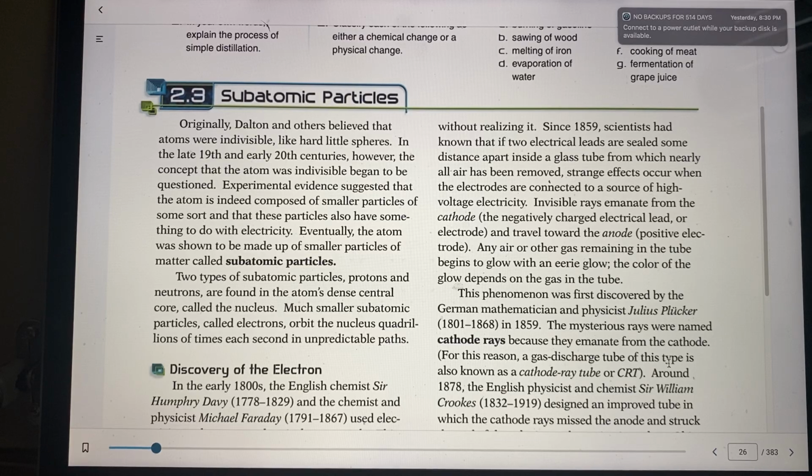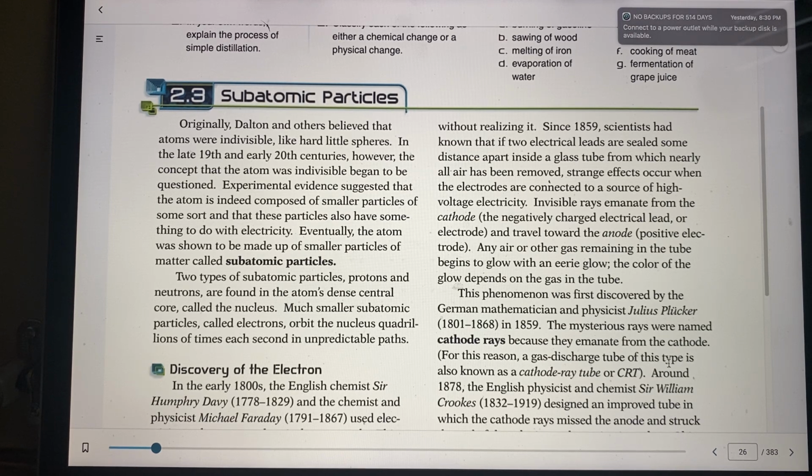So we're in Chapter 2, Section 3 of your chemistry book, and now we're going to talk about subatomic particles. Originally we talked about Dalton and his atomic picture, and that atoms were these little hard spheres. But in the late 19th and 20th centuries, we found that atoms can be broken down into smaller parts, and these smaller parts have something to do with electricity.